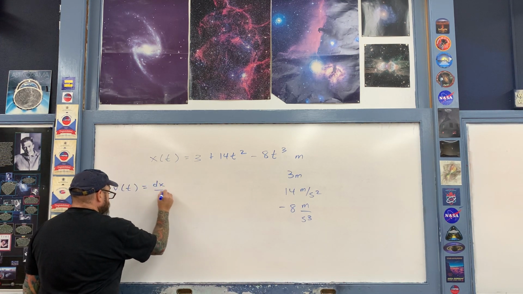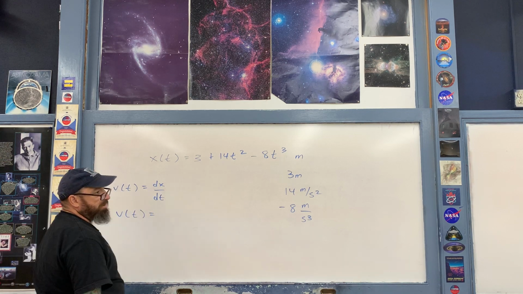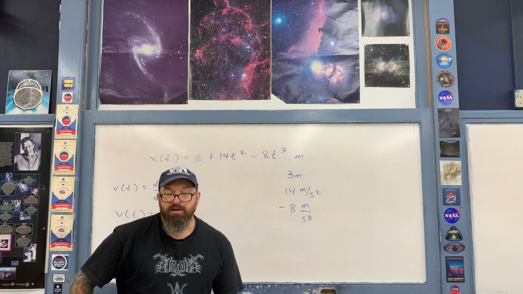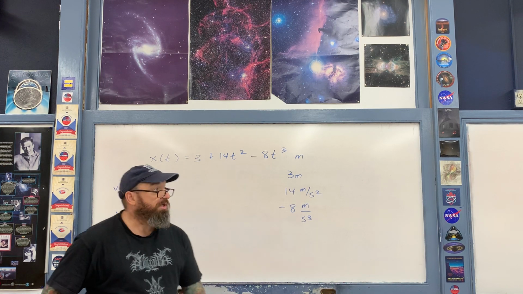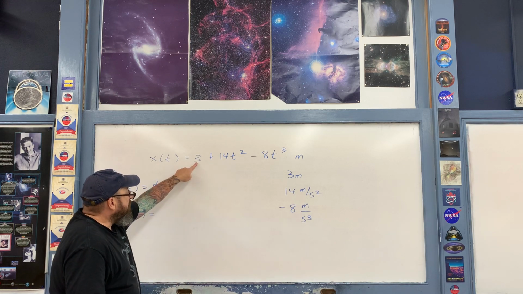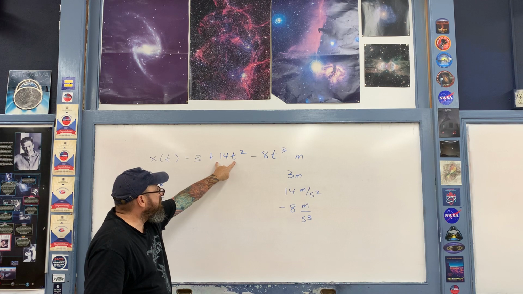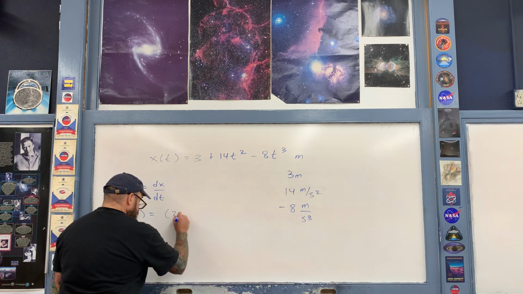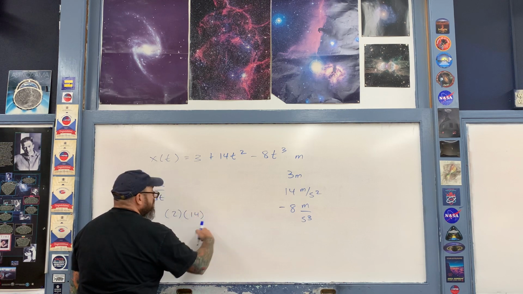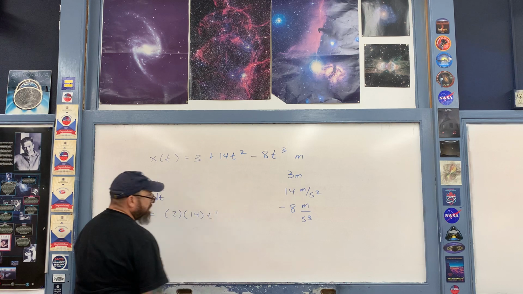So velocity as a function of time is equal to the derivative of position with respect to time. So what I now have to do is use the rules for taking derivatives of polynomials, and we go term by term. First of all, the derivative of a constant is 0, and then we've got this term here. So we take the 2 and we bring that down in front, like so, and then we take the value of the exponent and we lower it by 1, like so.